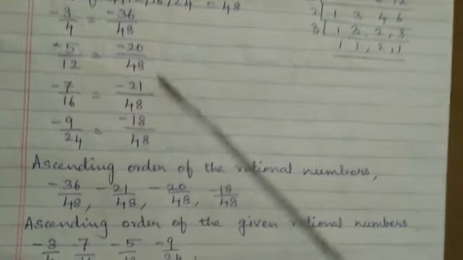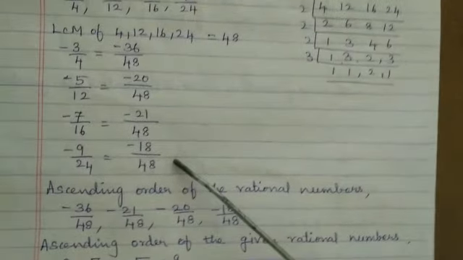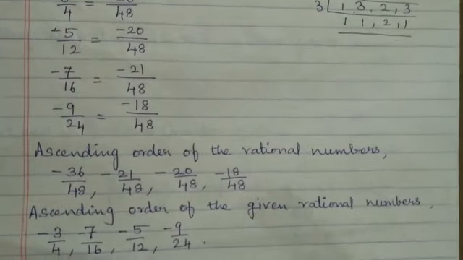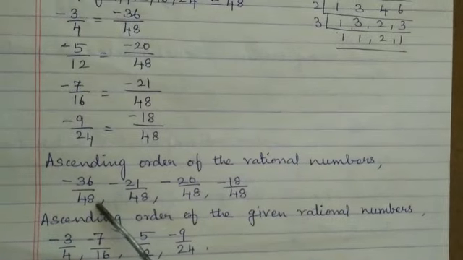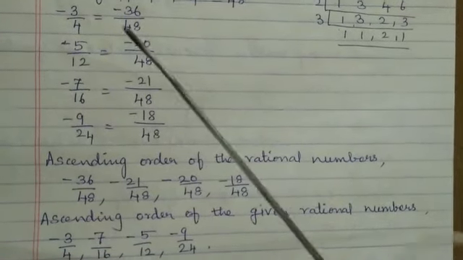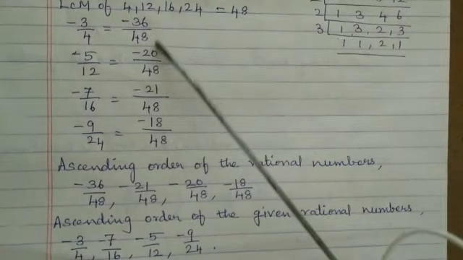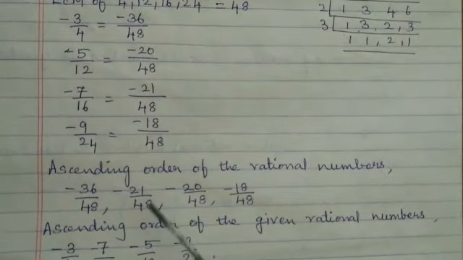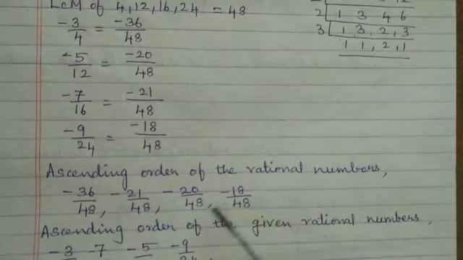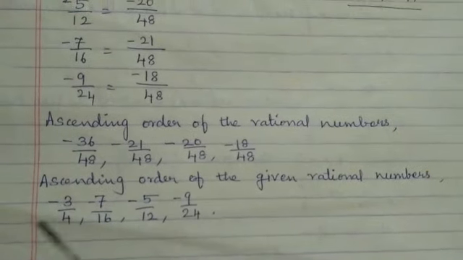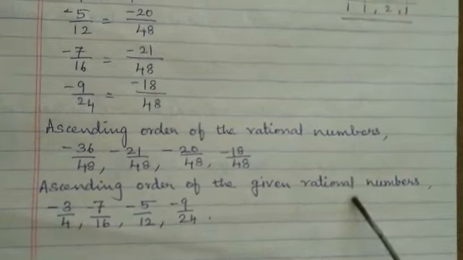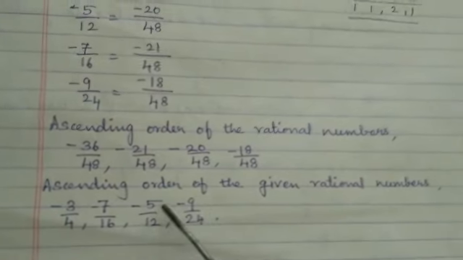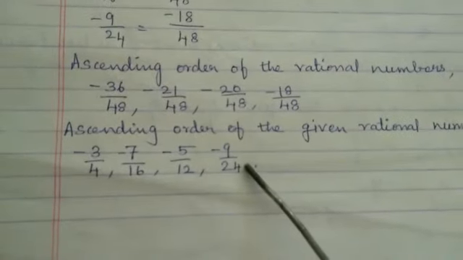Now we are going to arrange these rational numbers in ascending order. So the ascending order of the rational numbers: we have to start with the smallest number. All the numbers are negative, so we start from the greater negative integer. Minus 36 by 48, minus 21 by 48, minus 20 by 48, minus 18 by 48. So the ascending order of the given rational numbers is minus 3 by 4, minus 7 by 16, minus 5 by 12, minus 9 by 24.